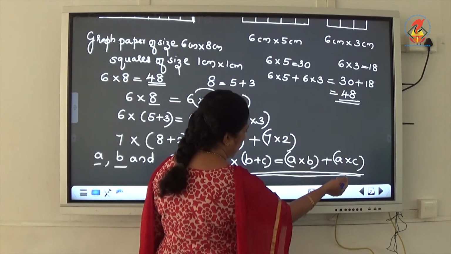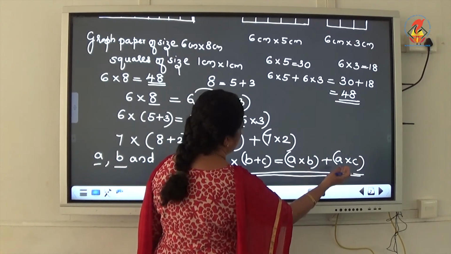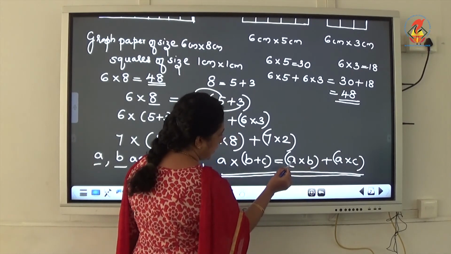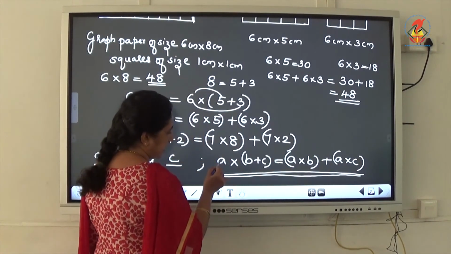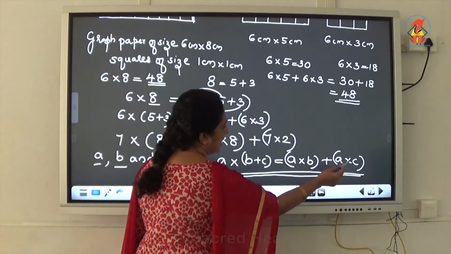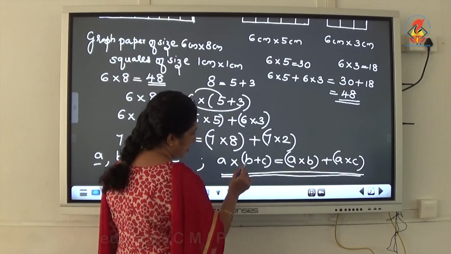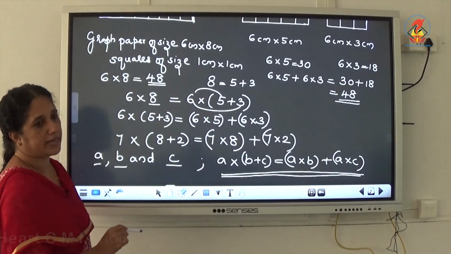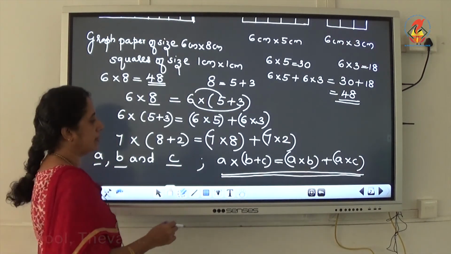Now look at the right hand side. After the equal to sign, we have the expression, which we call the right hand side expression. Now look at that expression. Here A is common: A into B, and A into C. That A we can take out. Therefore A into, and what is remaining there? B and C are remaining, and the symbol there is plus. Therefore we can write it as B plus C. So A into (B plus C) is equal to A into B plus A into C. This is the distributivity of multiplication over addition.